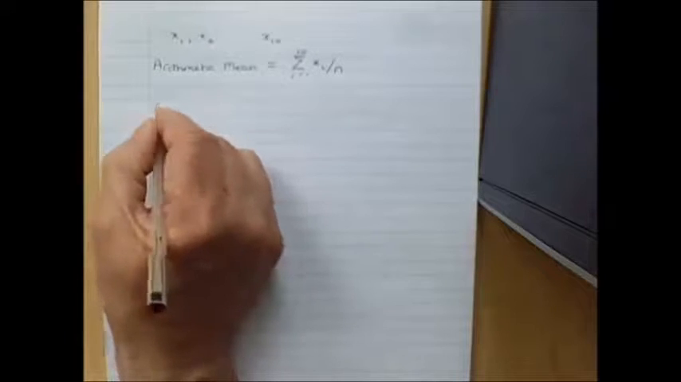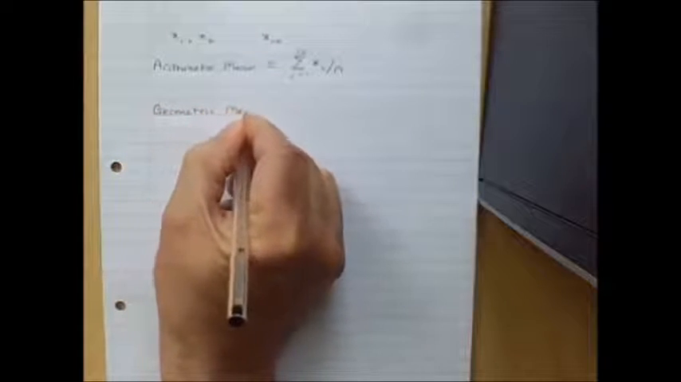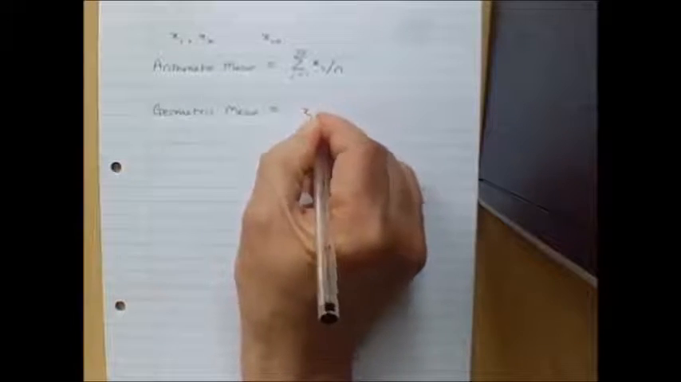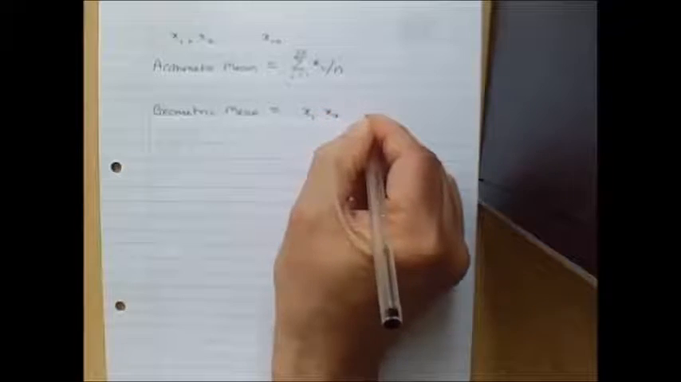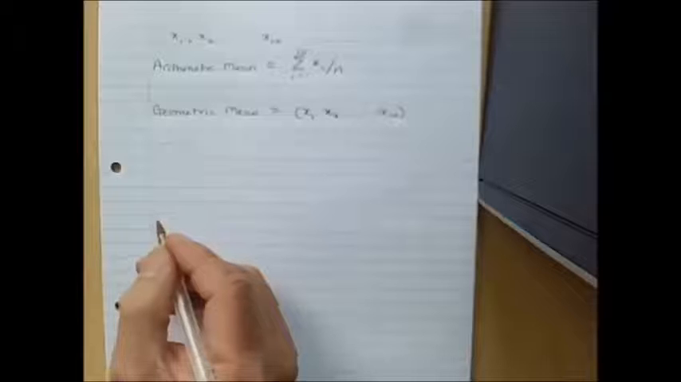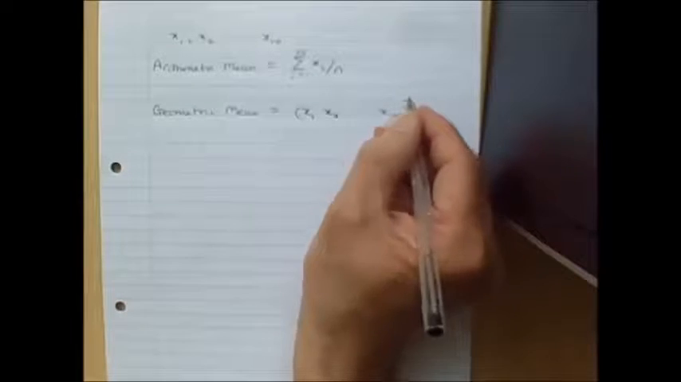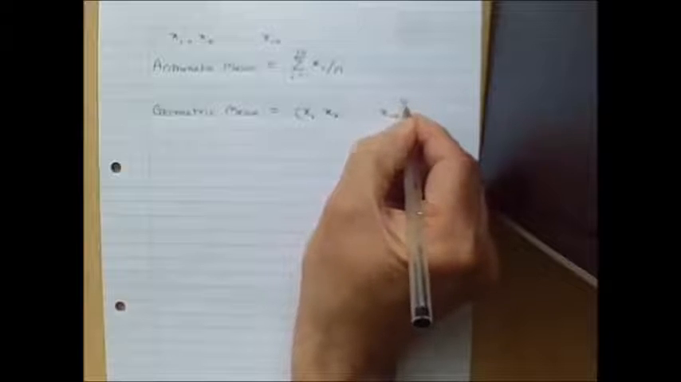Next, we want to calculate the geometric mean. To do this, we're going to need to take the product of the observations. So we take x1, multiply that by x2, and continue multiplying by all the values of x up to x10, and then we take the 10th root of that, so we raise that to the power 1 over 10, and that will give us the geometric mean.